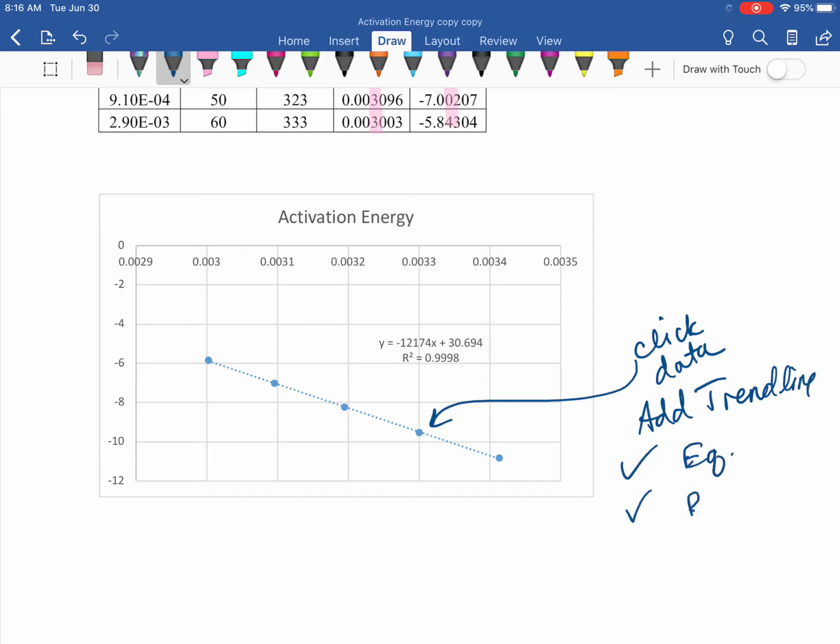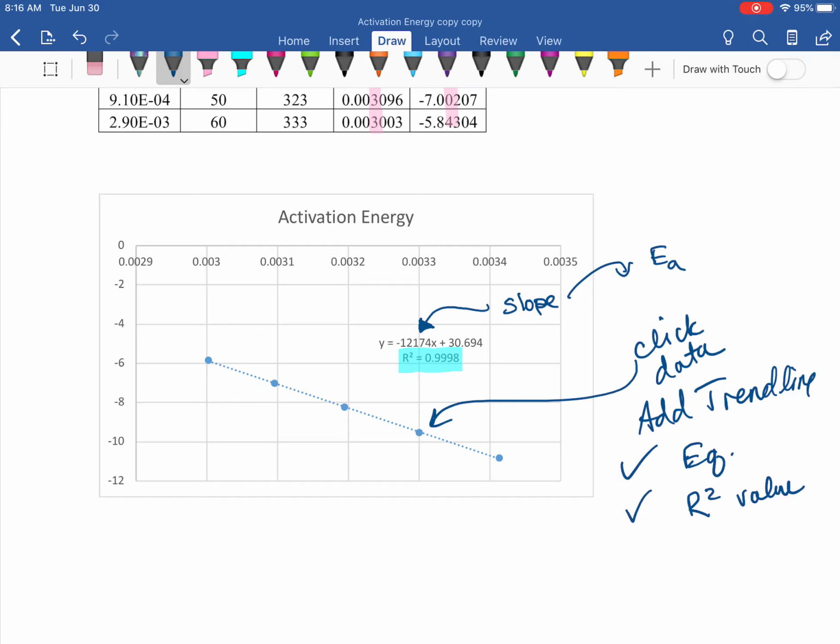Check that you want to display the equation and check that you want that R squared value. Okay, look at our R squared, it is pretty close to 1. We learned that with integrated rate law. That's awesome. And then check this out. Here's our slope, and our slope is how we're going to get to that activation energy. Okay, brilliant. I love it.